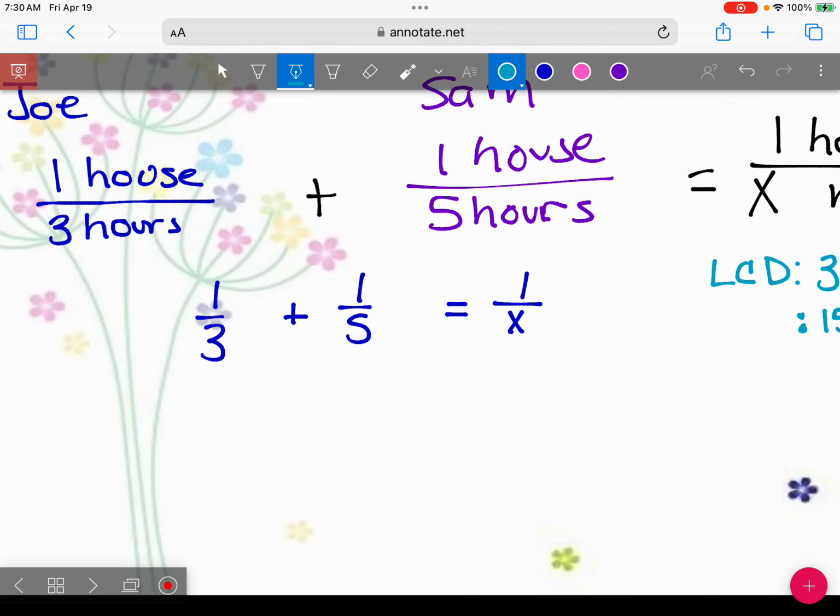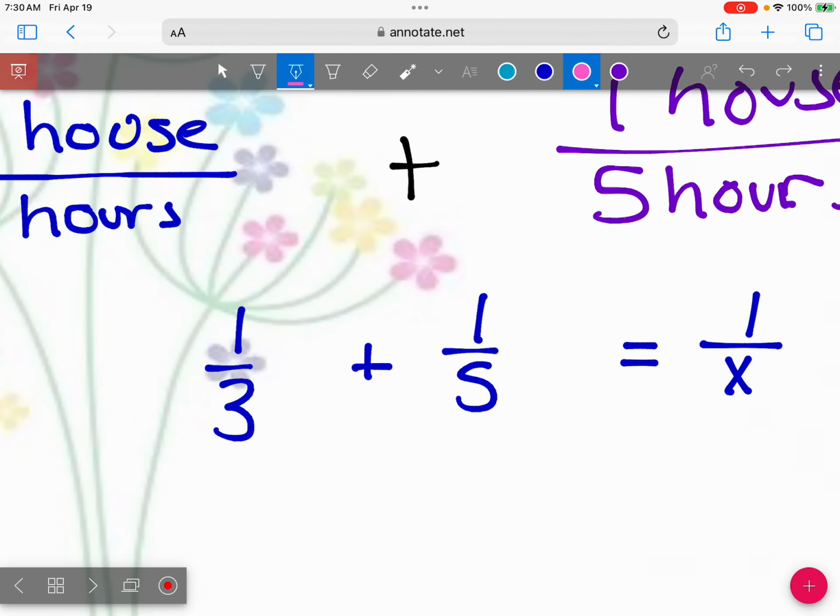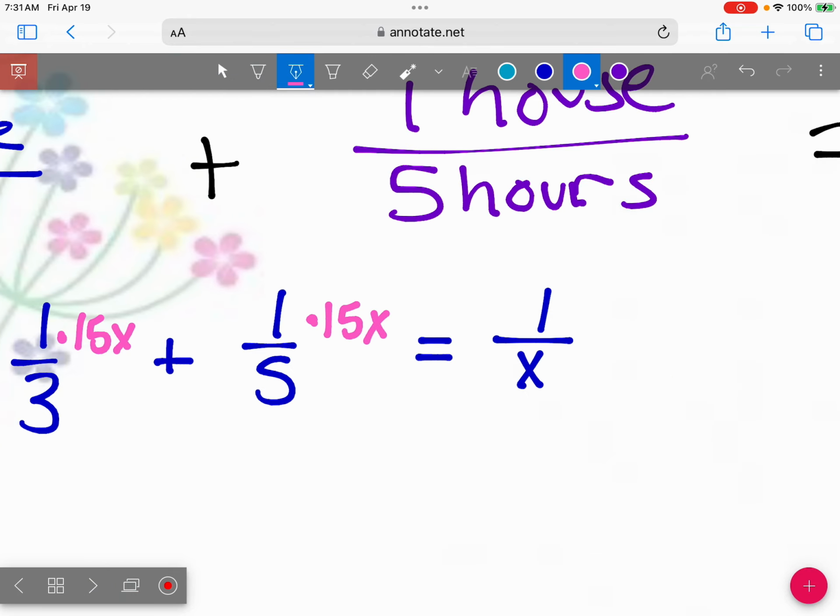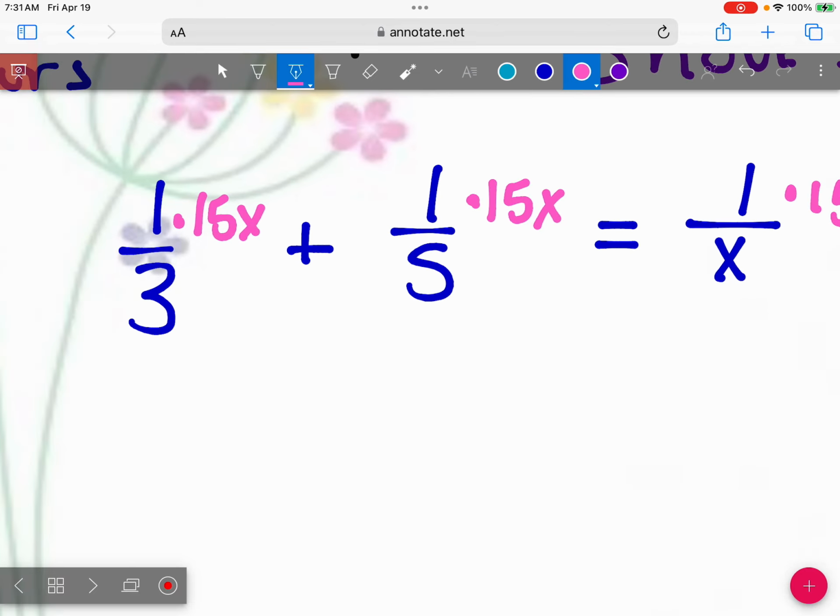And so then just like we did yesterday, we're going to multiply every term by that least common denominator. So I'm going to have my 1/3 times 15x, my 1/5 times 15x, and our 1 over x times 15x. Multiply every piece. Then we're going to come through and we're going to simplify.